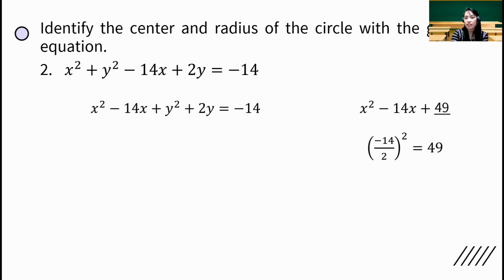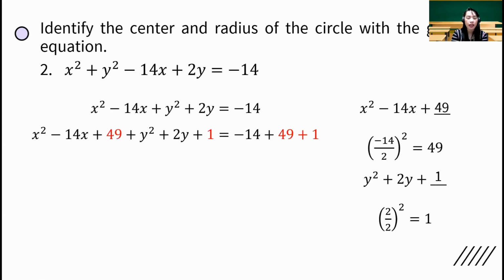Next, completing the square in terms of y. We have y squared plus 2y plus, what is the constant to be added for us to get a perfect square trinomial? Get the coefficient of y, that is 2 divided by 2, and raise it to 2. We have 2 divided by 2 is 1, squared is 1. So 1 yung idadagdag mo para magkaroon tayo ng perfect square trinomial. Now, yung 49 and 1, i-add mo na sa tabi ng terms ng x and yung 1 naman sa y.